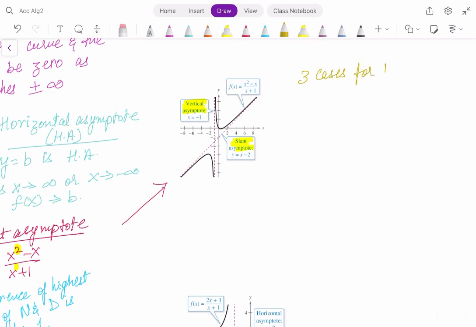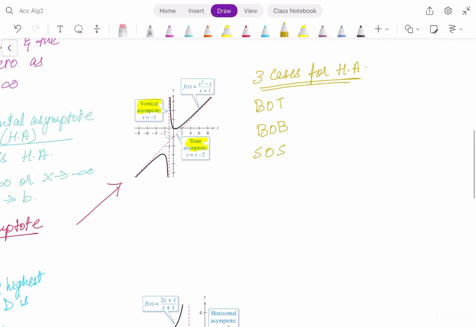Now, how to identify the horizontal asymptote? There are three cases for horizontal asymptote. For simplicity's sake, to make it easy to understand, we will call them BOT, BOB, and SAUCE. Now, what are they? First one, BOT.